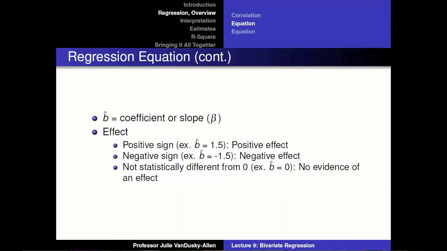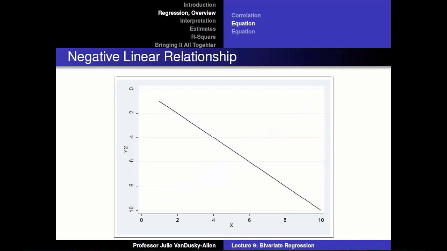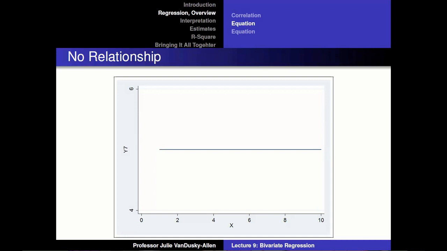B hat is very important in the regression equation because it tells us whether the independent variable has a positive, negative, or neutral effect on the dependent variable. If the coefficient has a positive sign and is statistically different from 0, then the independent variable has a positive effect on the dependent variable. As the independent variable increases, the dependent variable increases. If the coefficient has a negative sign and is statistically different from 0, then the independent variable has a negative effect on the dependent variable. As the independent variable increases, the dependent variable decreases. If the coefficient is not statistically different from 0, then there is no evidence that the independent variable has an effect on the dependent variable. As the independent variable increases, the dependent variable stays the same.